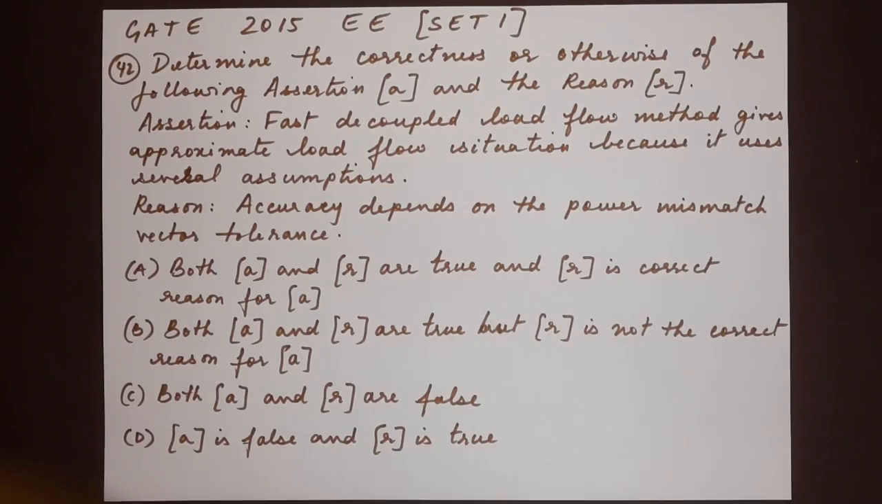Here's the next question, 42. Determine the correctness or otherwise of the following assertion A and the reason R. The assertion says that fast decoupled load flow method gives approximate load flow situation because it uses several assumptions. The reason being, accuracy depends on the power mismatch vector tolerance. Okay, so a lot of technical terms here which you will have to analyze.